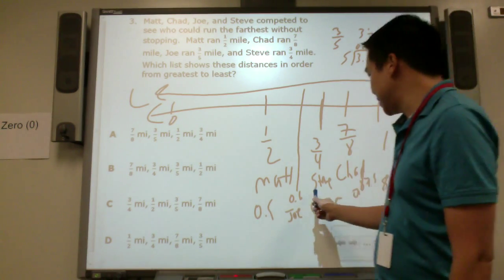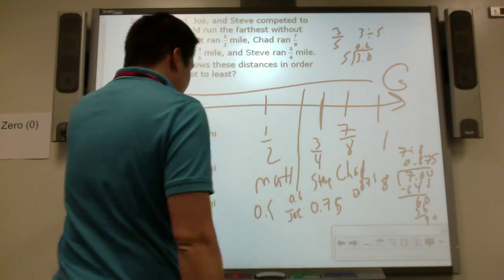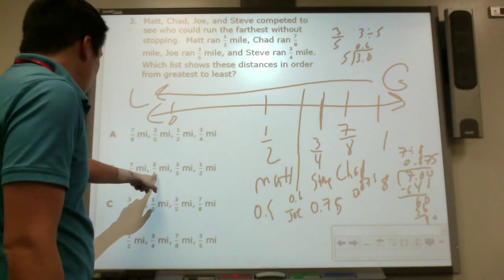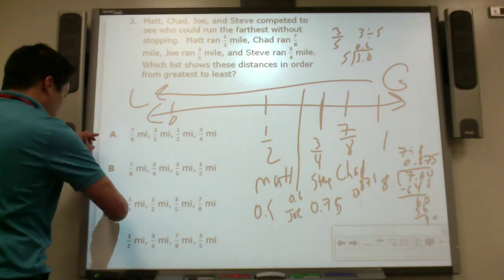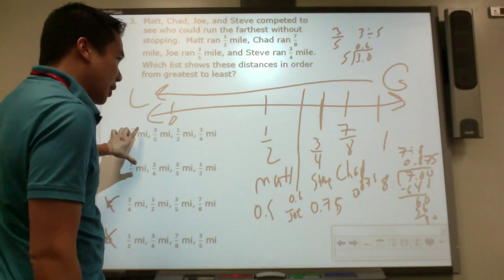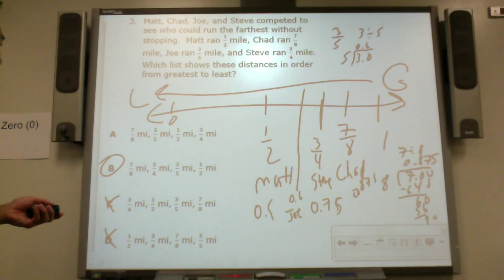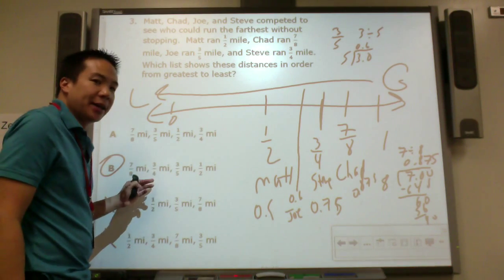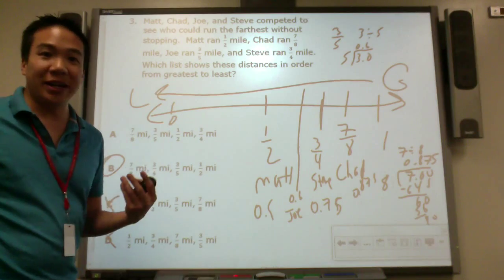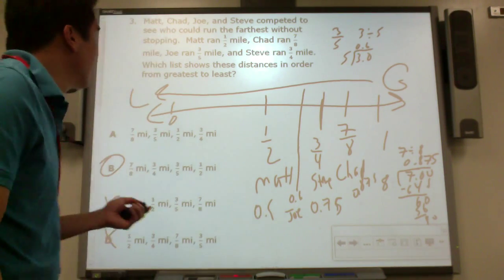So it's Chad, Steve, 7/8, 3... well, so either A or B. Then 3/4, B is the answer. Another way is to find a common denominator. Rename each fraction with a common denominator.